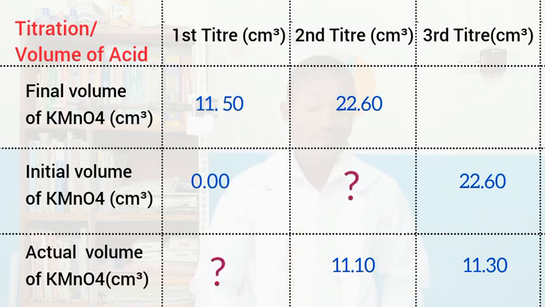Then finally, in the third titration, the final volume of potassium manganate 7 was not given there. So you have to fill in the gap there. Determine the final volume of the titrant used in the third titration. At the time, the initial volume of the titrant, that was the initial volume of potassium manganate 7 used, was 22.60. Now the actual volume of potassium manganate 7 used was 11.30. So using this data, you are expected to get that final volume of potassium manganate 7.